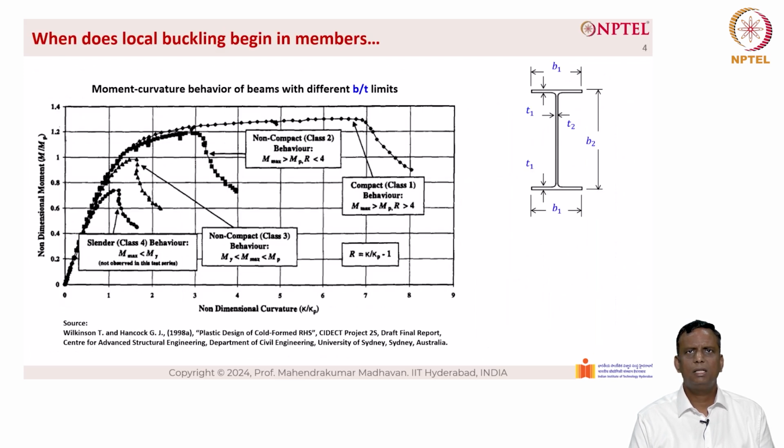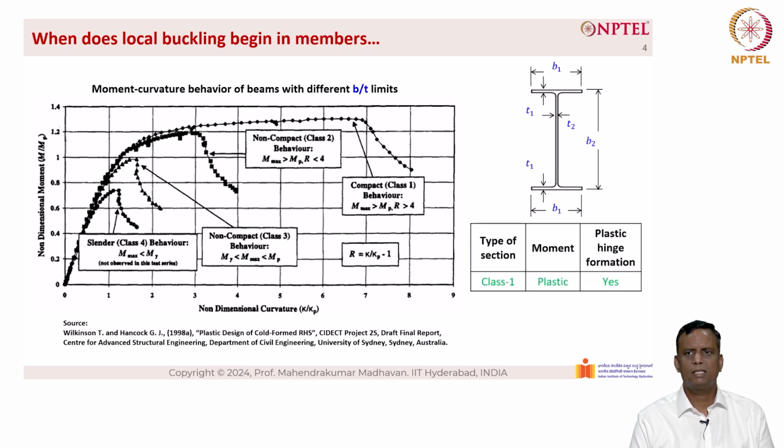Local buckling begins in members depending upon the moment curvature relationship as a result of the b/t limits. What you see on the picture is the non-dimensionalized moment shown on the y-axis and the non-dimensionalized curvature shown on the x-axis. Depending upon the b/t ratios, you can either have a compact section, which is class 1, a class 2 section, and a class 3 section. Both of them belong here as non-compact, and then we can also have class 4, which is slender sections. It all depends upon the width to thickness ratios of the cross sections that we take into consideration.